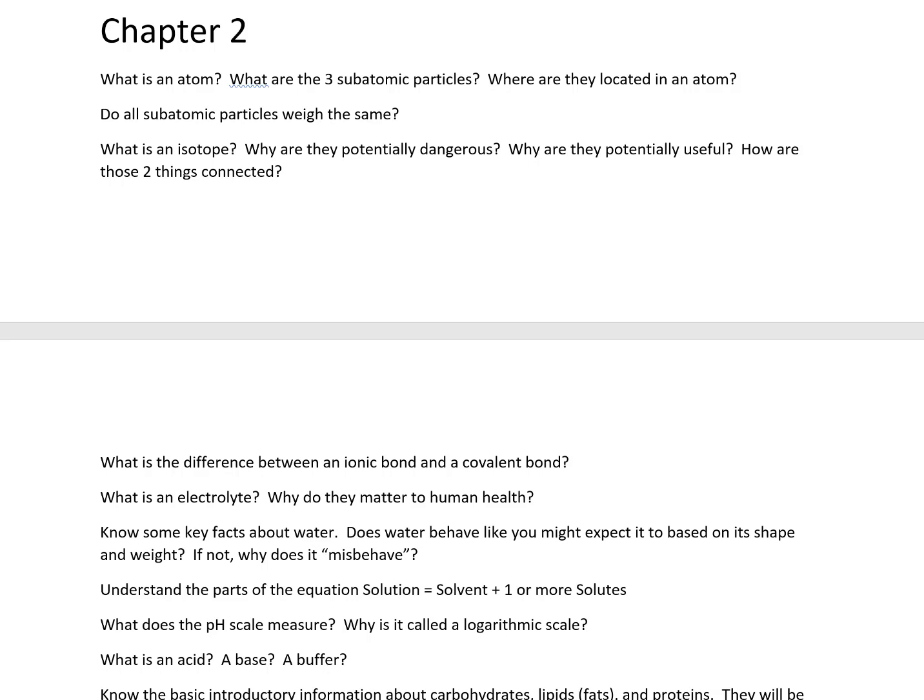So why are they potentially dangerous? Well, they're unstable. So isotopes are radioactive. Of course we know that radiation can hurt us and kill us. Why are they potentially useful? Because they're radioactive, though. So we use carbon dating. We can use these little bits of radiation, but really because of radiation therapy for cancer. So isotopes are used for cancer treatment. So why they're dangerous and why they're useful, same thing. They're radioactive. The instability is what gives them their power.